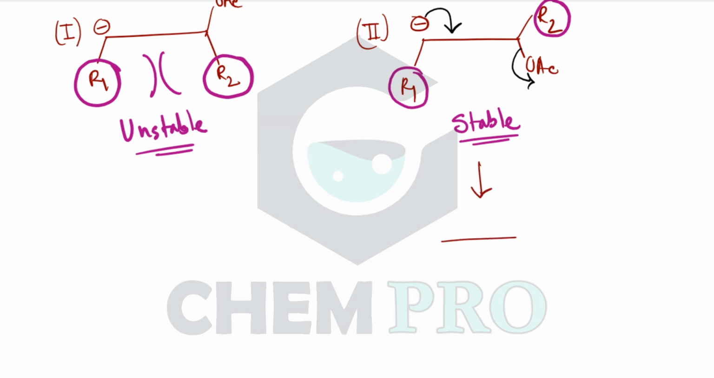So the product will be like this: here it is R2 and here R1. This is the E-alkene product. So this is the mechanism.